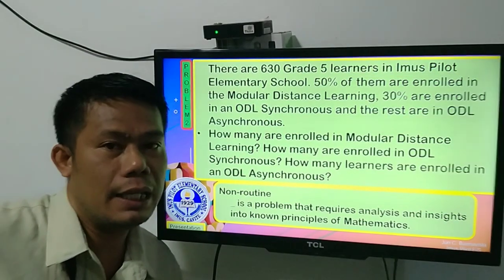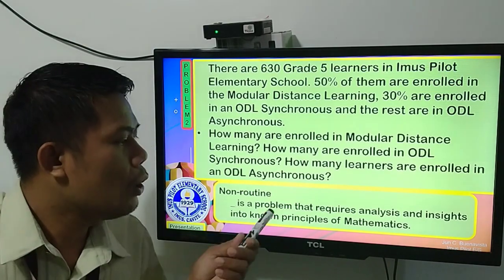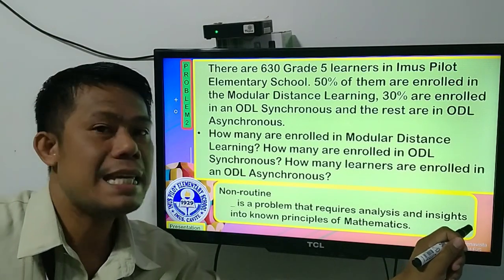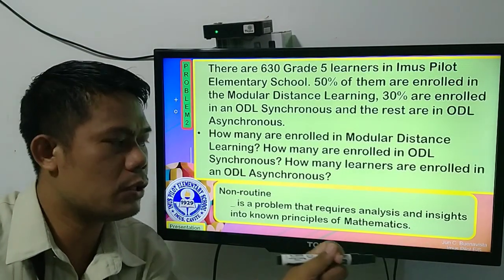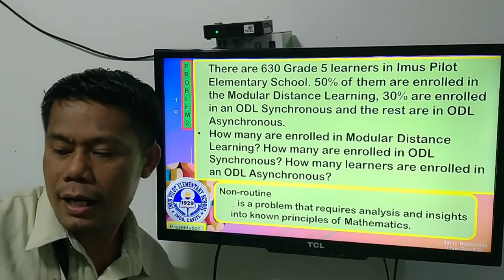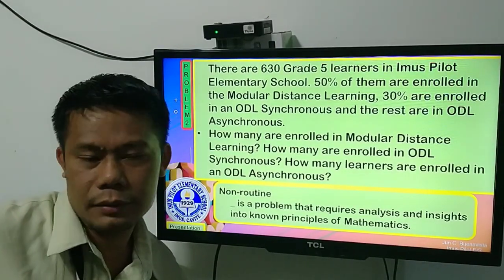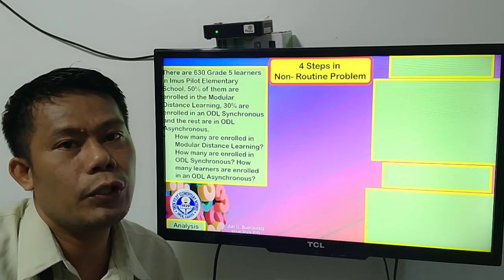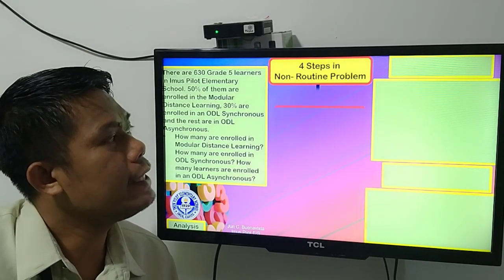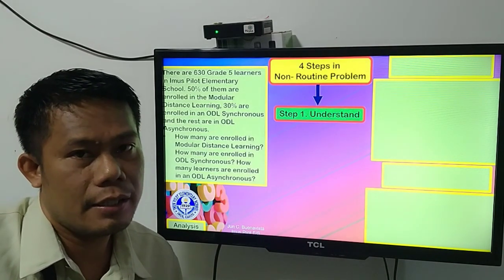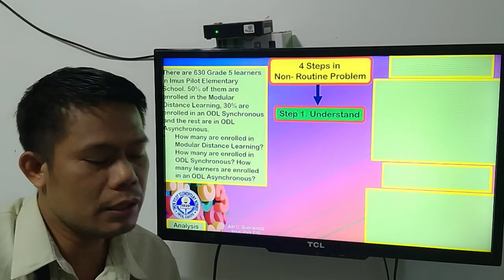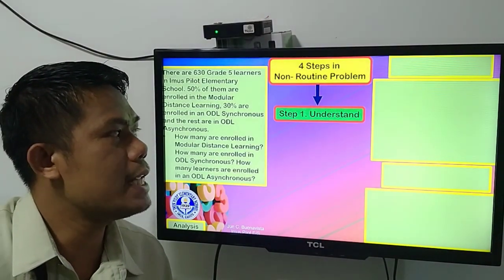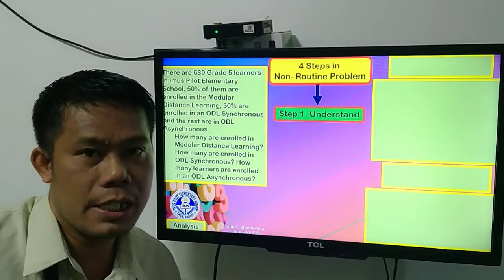So now we are going to analyze. According to the non-routine problem, it requires analysis and insights. So we are going to use our analytical mind. Okay, so in solving non-routine problems, class, we have 4 steps. The first one is understand. One is understand. How do we understand the problem?